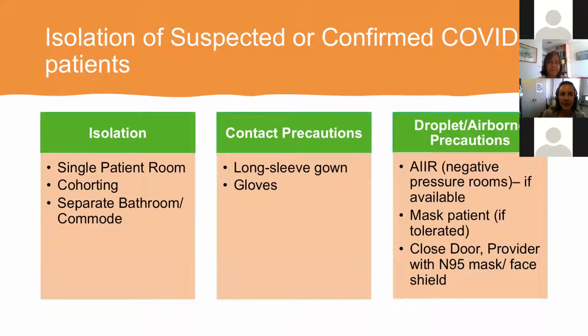This is what isolation looks like in a long-term care facility. We put a patient or a resident as much as possible in a single patient room. If not possible, we try and cohort them and keep them as separate from the other residents as possible, including with a separate bathroom area. They'd be placed under contact and other transmission-based precautions such as droplet or airborne precautions as necessary. Next slide, please.